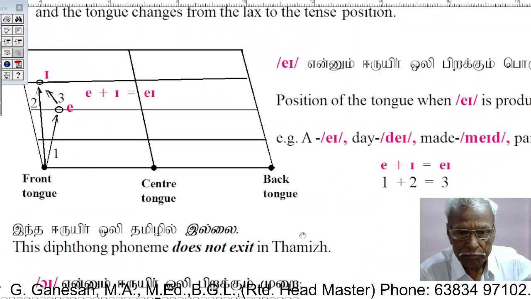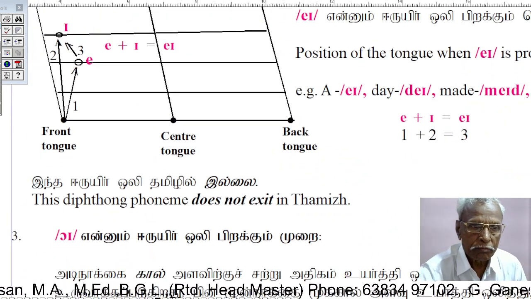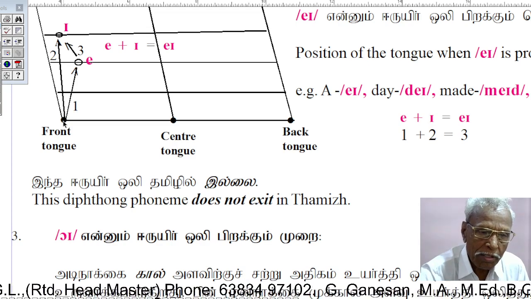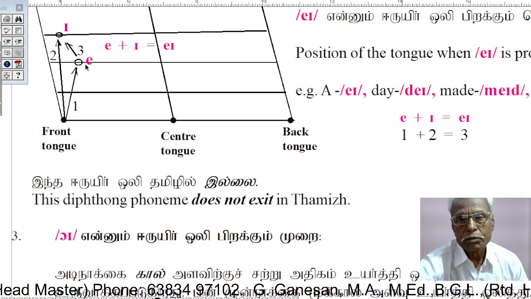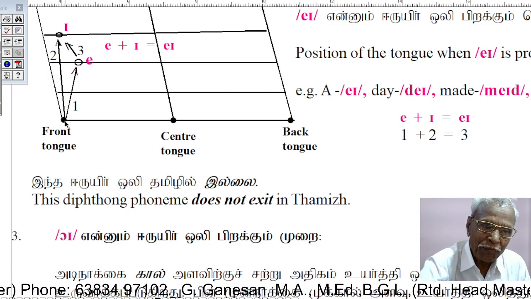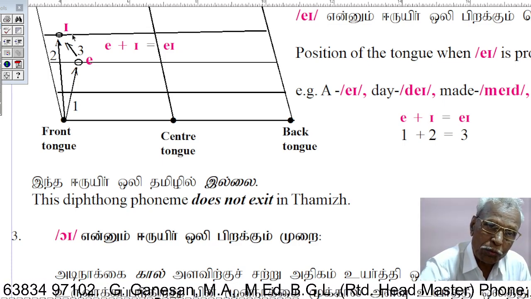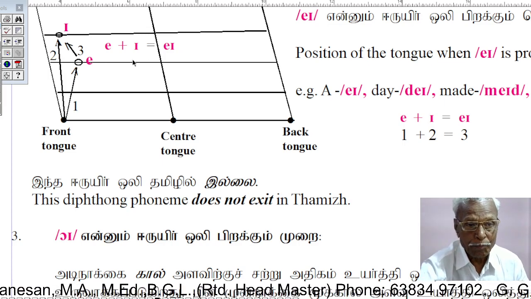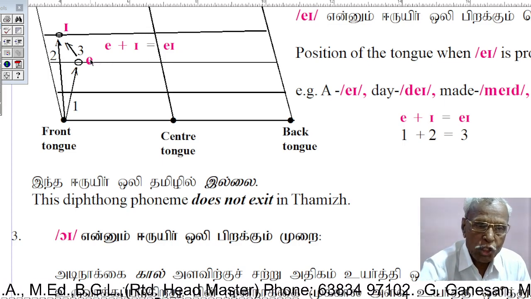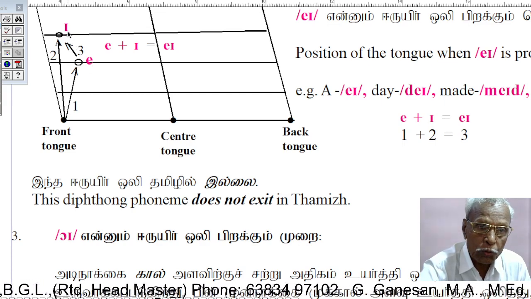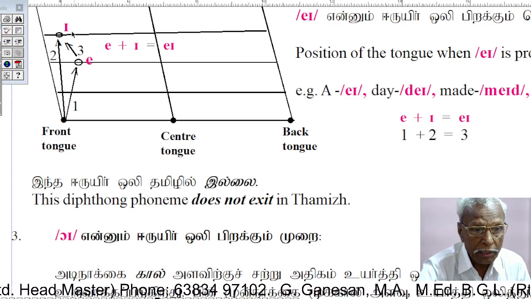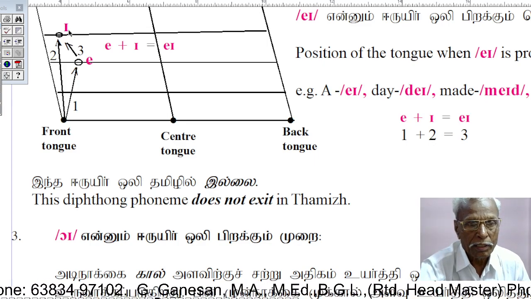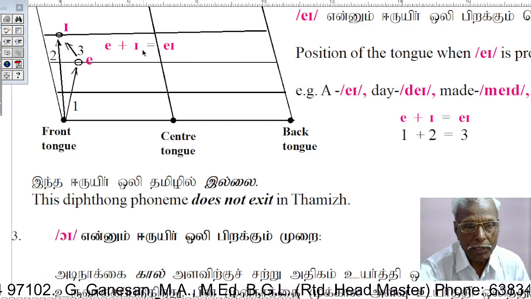Let us see the diagram. First /e/ is produced by raising the front tongue to half of the height, and secondly the front tongue is raised to 3/4 of the height for /ɪ/, and then /e/ is moved towards /ɪ/. First /e/ is produced, then /ɪ/ is produced, and then /e/ is moved towards /ɪ/, forming /e/ plus /ɪ/, /eɪ/.